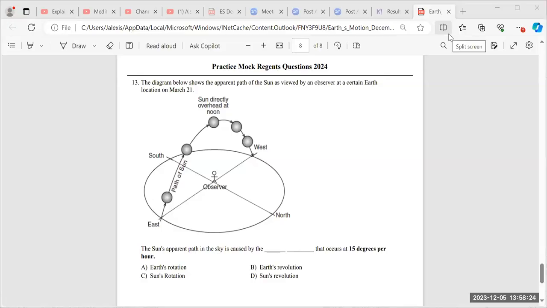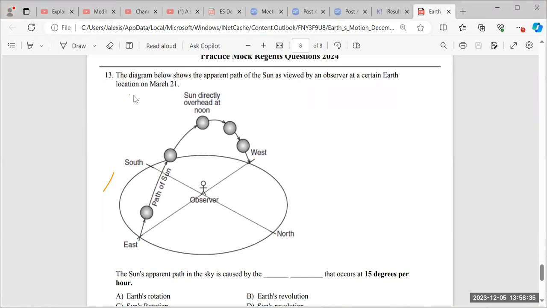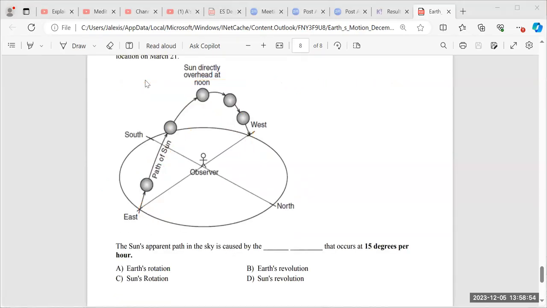All right, everybody, we made it to the last question, question 13, and it says, let me zoom this up so that you can see it. The diagram below shows the apparent path of the sun as viewed by an observer at a certain Earth location on March 21, right? And so it shows us the path of the sun traveling throughout the sky. Now the question says, the sun's apparent path in the sky is caused by the blank blank that occurs at 15 degrees per hour.